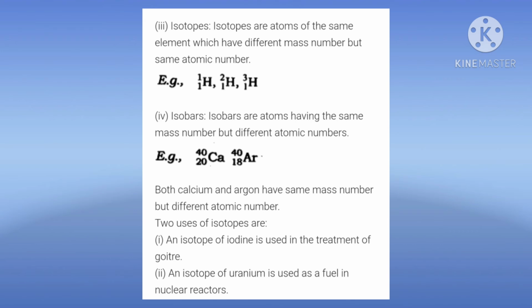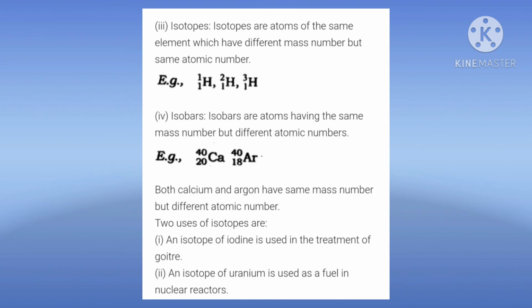Next, isobars. Isobars are atoms having the same mass number but different atomic numbers. So isobars also we can get from the periodic table. 40 and 40, the mass number is the same, but you can see the atomic numbers are different, 20 and 18. Both calcium and argon have the same mass number but different atomic numbers.